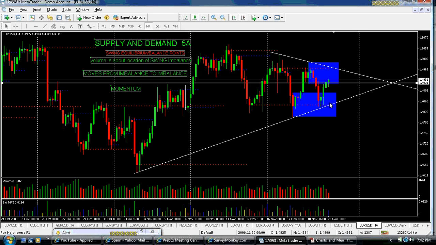So if price were to come back down here, we wouldn't be looking to go long. Actually, we'd be looking for a reversal signal, which would be a single bar signal of demand overtaking supply if we're looking to go up, or a single bar signal of supply overtaking demand if we're looking to go down. The whole thing about volume is that it's about the location of the swing imbalance. So now that we've identified what the balance points are, let's talk about what the market looks like when it's manifesting imbalance.